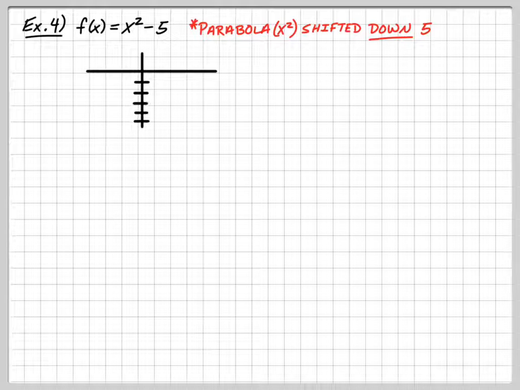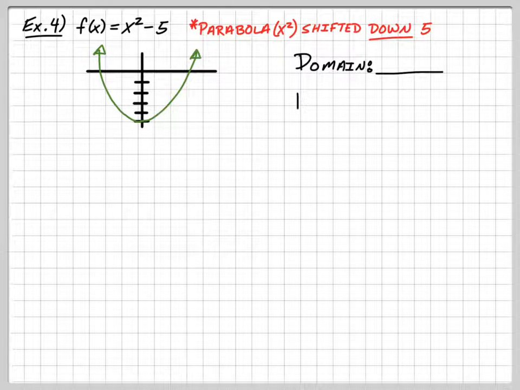So let's make a quick sketch of that. Notice I just ticked off 5 tick marks here, going down 5 on the y-axis. And I'll just sketch the general shape for a parabola. So again, what's the domain? What's the range?